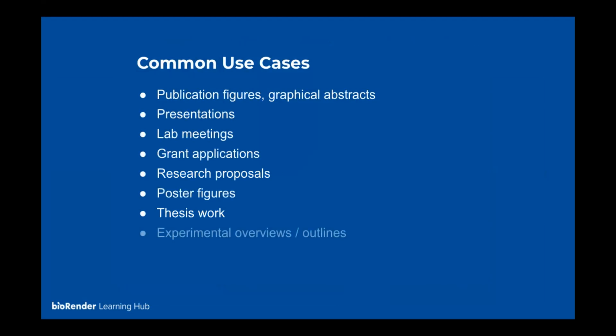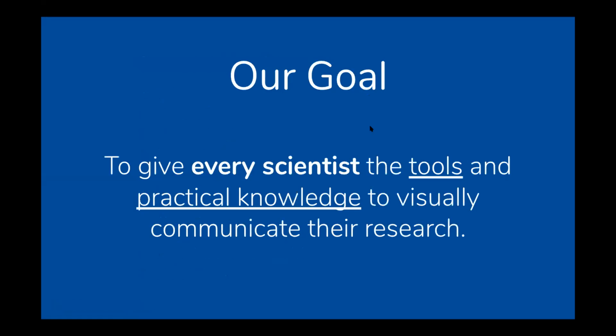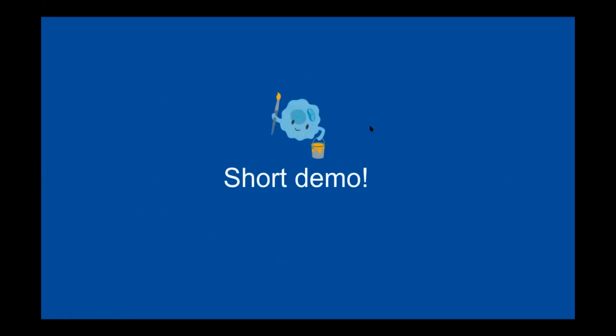So just a quick list of some of our use cases we find. Obviously, publication figures and presentations, grant applications. The list really goes on and on. Pretty much anything you can create a scientific figure for, you can use BioRender for. So our goal as a company is to give every scientist the tools and the practical knowledge to visually communicate their research. If anyone has any questions, please ask in the chat.